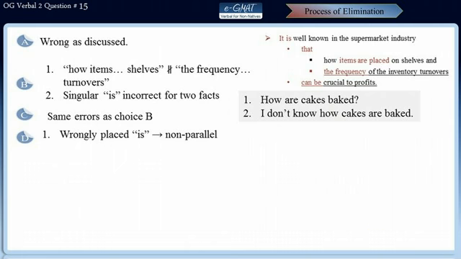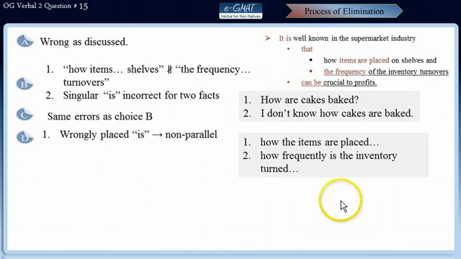In the very same way, in the original sentence, the first factor is written in the statement form because it reads how the items are placed. Here, the helping verb appears after the noun. But in choice D, the second factor retains the form of an interrogative sentence because here is appears before the noun. How frequently is the inventory turned over? So this leads to the parallelism error in choice D.